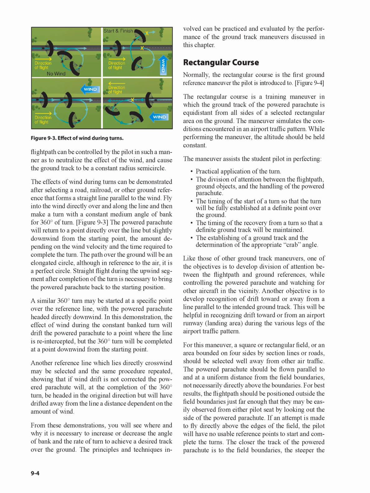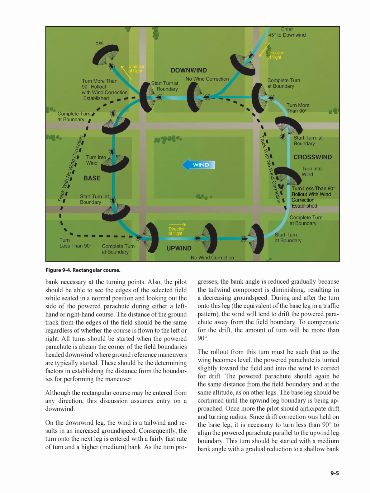If an attempt is made to fly directly above the edges of the field, the pilot will have no usable reference points to start and complete the turns. The closer the track of the powered parachute is to the field boundaries, the steeper the bank necessary at the turning points. Also, the pilot should be able to see the edges of the selected field while seated in a normal position and looking out the side of the powered parachute during either a left-hand or right-hand course. The distance of the ground track from the edges of the field should be the same regardless of whether the course is flown to the left or right.